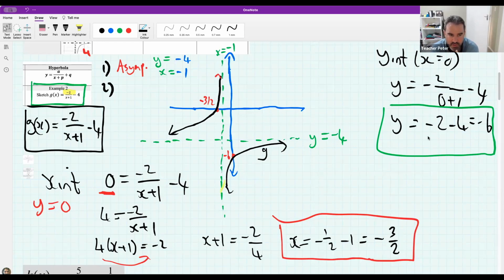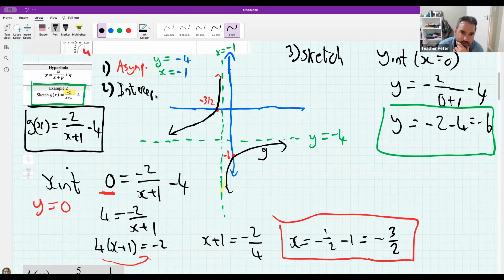Are there any questions or comments about anything that I've done? So you may be saying, what was the third step? The third step was actually doing the sketch. So this was intercepts, asymptotes, intercepts, sketch. Any questions or comments before I move on to another example? I think we should probably draw another one of these just to get completely comfortable.